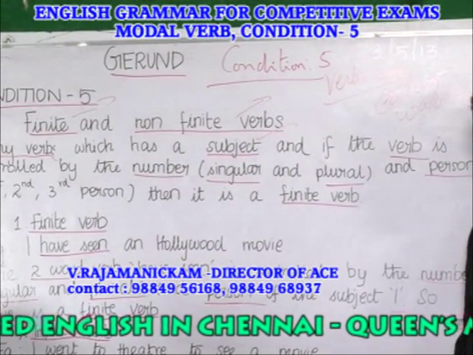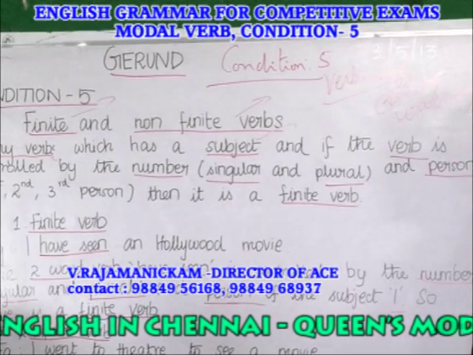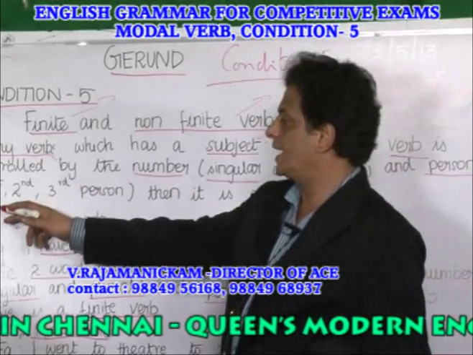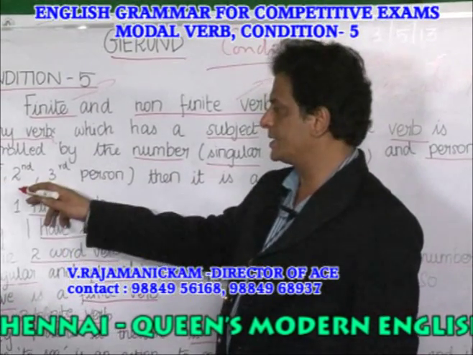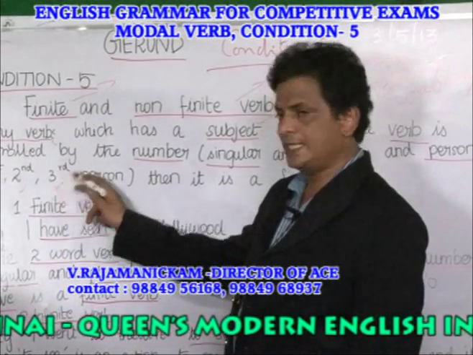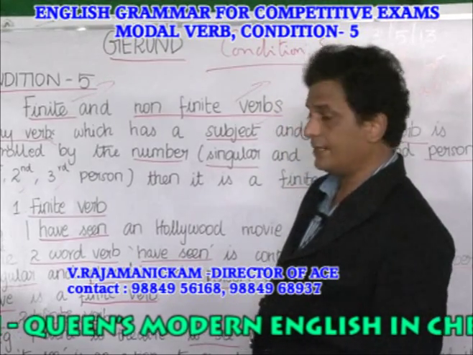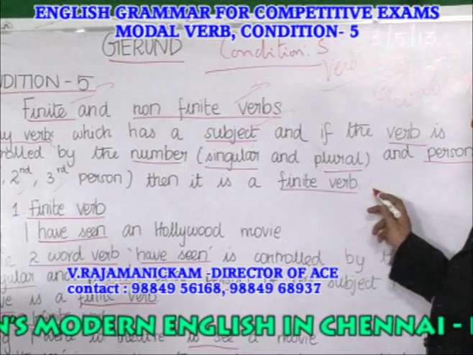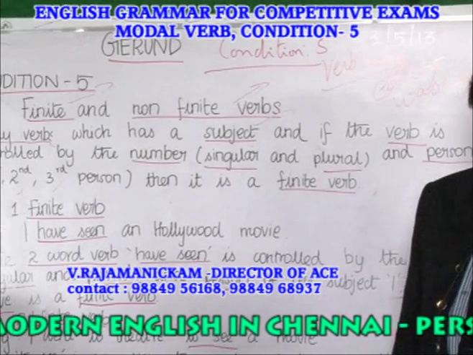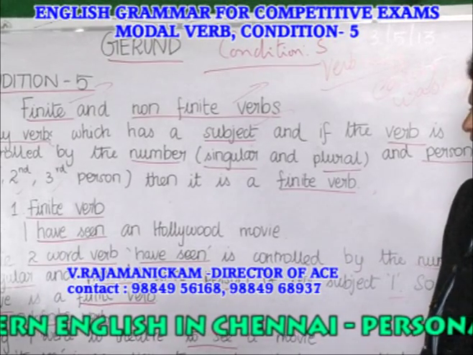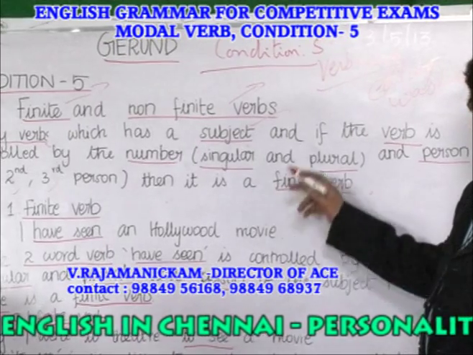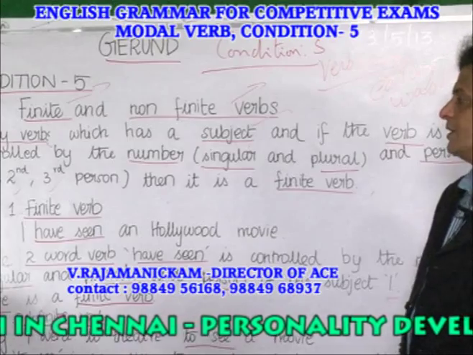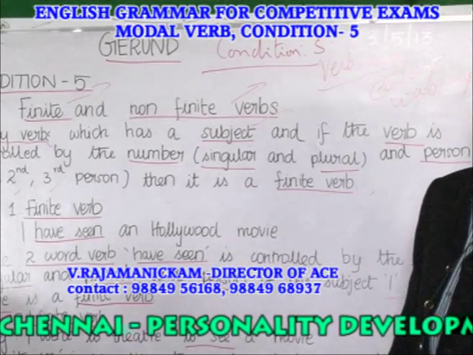Singular means only one noun, plural means more than one noun. And person means what? First person I, we; second person you; third person he, she, it, and they. Then it is called finite verb. So what is finite verb? Any verb which is controlled by subject, by singular and plural in noun, is called finite verb. Only when you see an example can you understand very clearly.